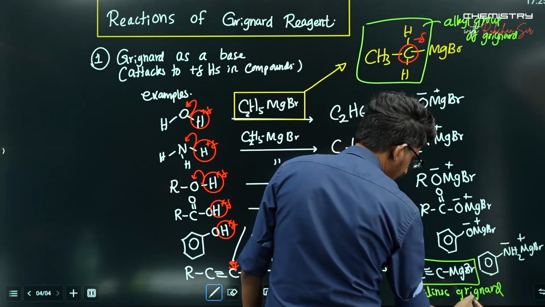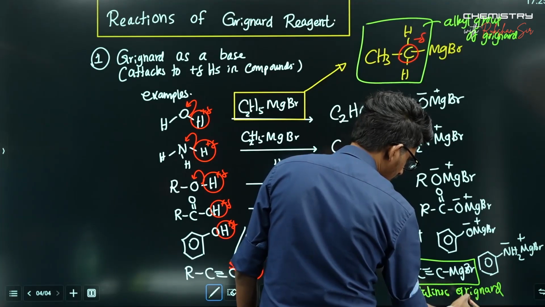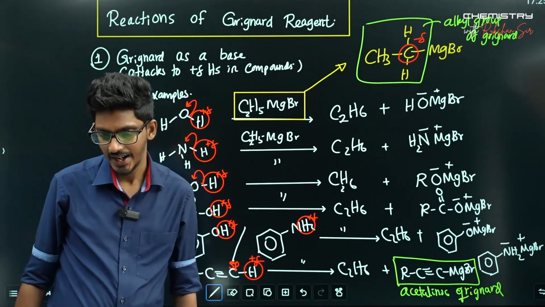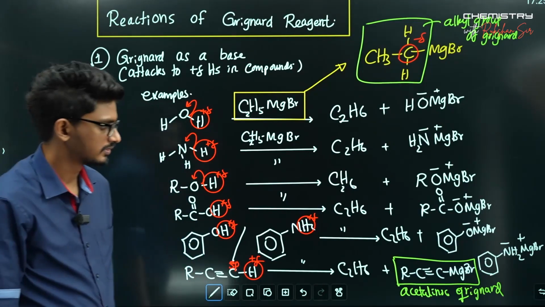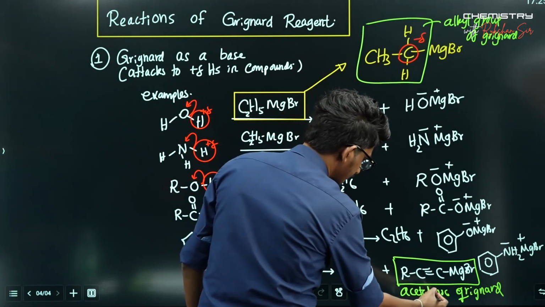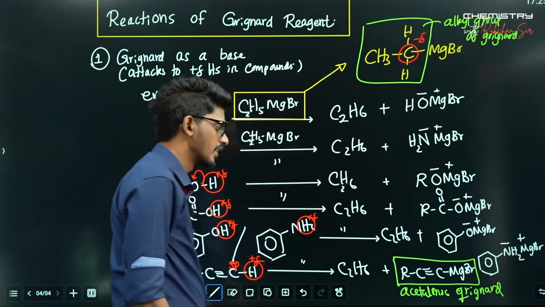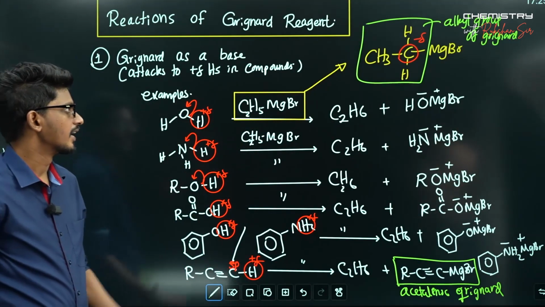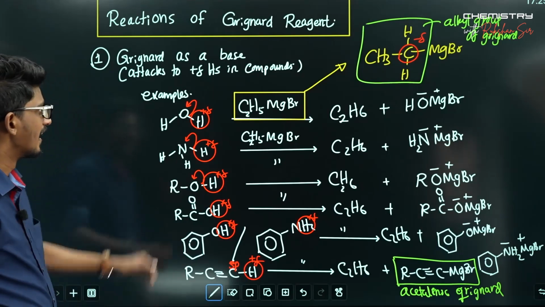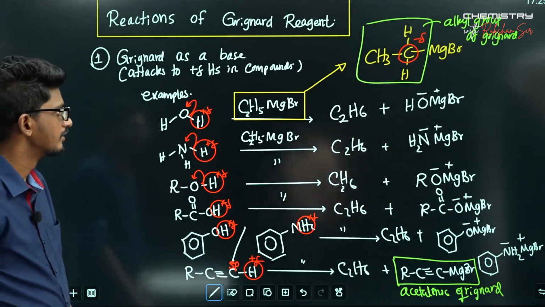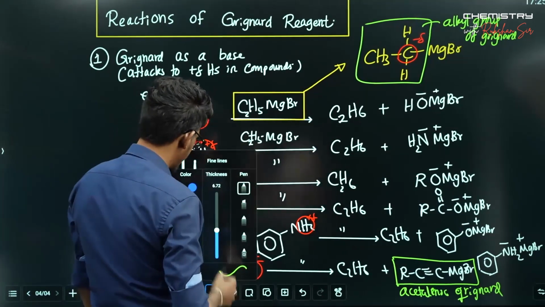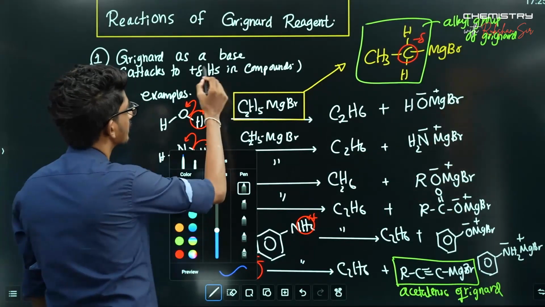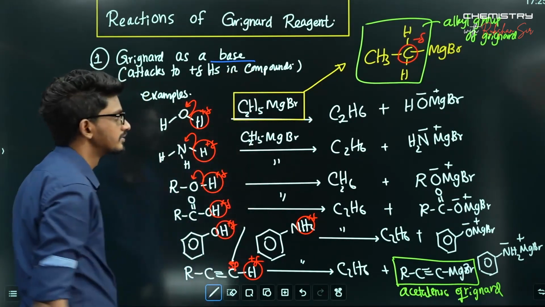It is another kind of Grignard reagent, the acetylene Grignard, which can be used to attack delta positive carbons. So these are the reactions where the Grignard is involved as a base. The idea is clear, no? The Grignard is involved in these reactions as a base.